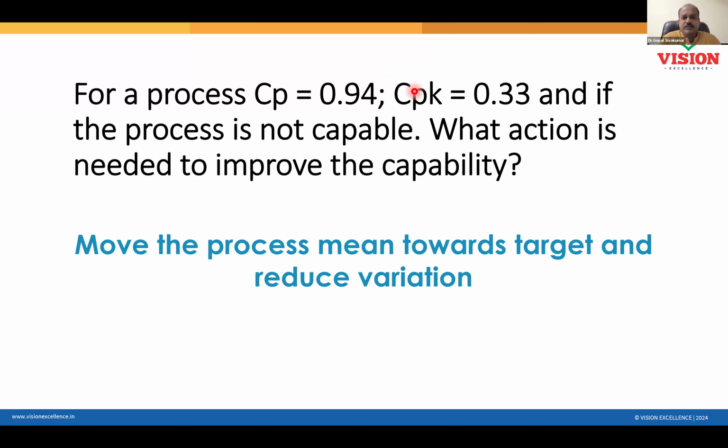Sometimes the weight of a particular product should be minimum 10 grams. If you give more weight, the customer is not bothered. But anything less than 10, he is not willing to accept. Now, this is a unilateral tolerance, right? Weight should be minimum 10 grams. Now, only the lower spec exists. There is no upper spec.